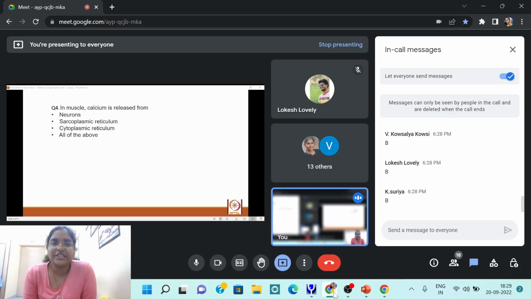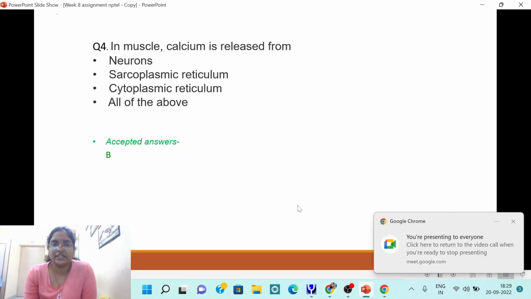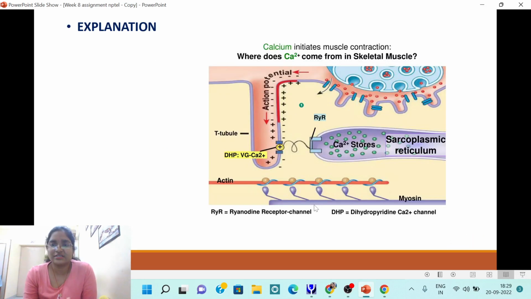In muscle, calcium is released from neurons, sarcoplasmic reticulum, cytoplasmic reticulum, or all of the above. Everyone has said sarcoplasmic reticulum, whoever has tried to answer. Okay, let's see if this is the correct answer. Yes, this is the correct answer. I just discussed it, right?